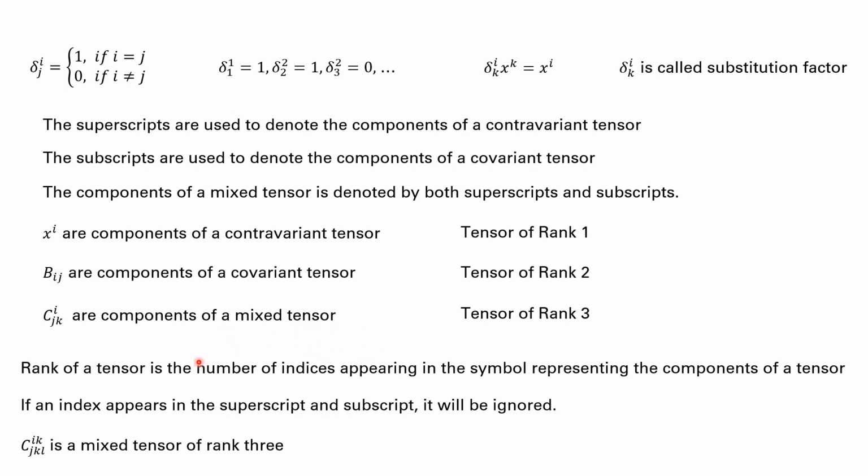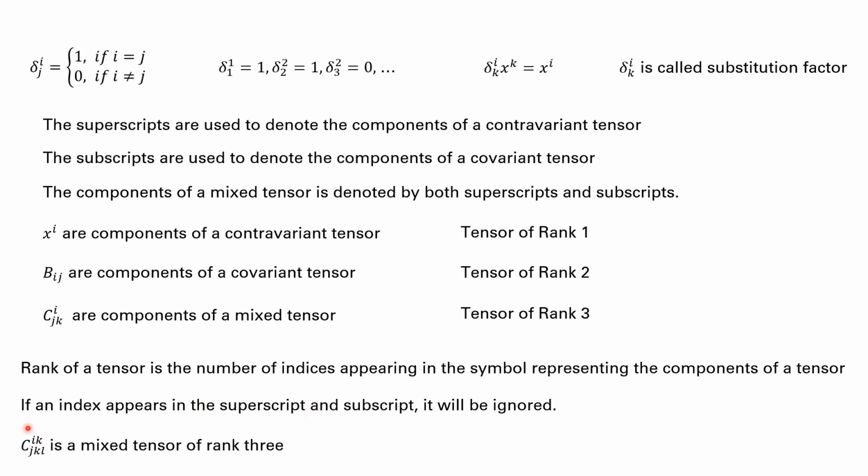Now let us define what is the rank of a tensor. Rank of a tensor is the number of indices appearing in the symbol representing the components of a tensor. For example, here x superscript i has a rank of 1. So this is a tensor of rank 1. Here we have two indices i and j, hence b ij is a tensor of rank 2. C superscript i subscript jk, we have three indices, and hence this is a tensor of rank 3.